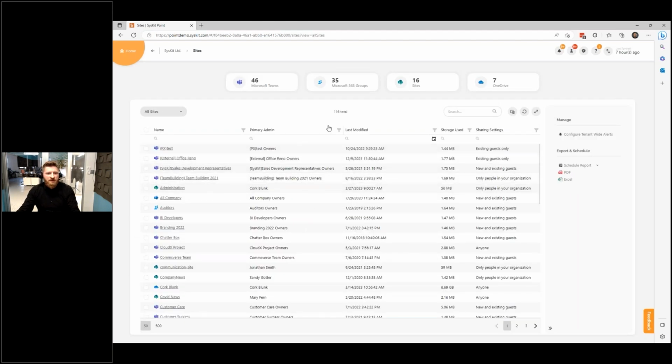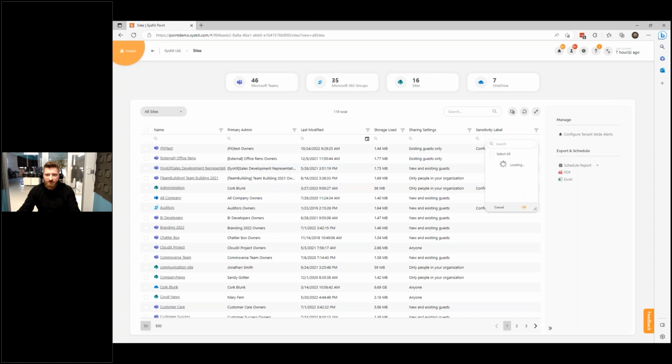I don't have that many, but I would still like to reduce the scope a bit and look at only the sites that are more sensitive. To do that, I can enable a sensitivity label column and then filter those sites that are confidential.